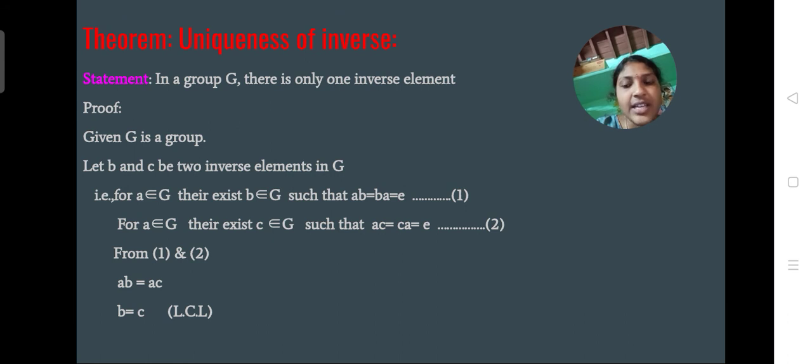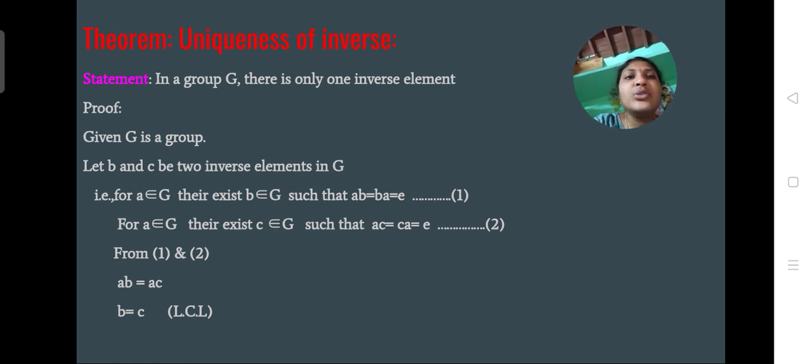So for A belongs to G, there exists C belongs to G such that AC is equal to CA is equal to E. Here E is the identity element and C is the inverse element of A. So from the two equations, equation 1 and 2, AB is equal to the identity element and AC is also equal to the identity element.